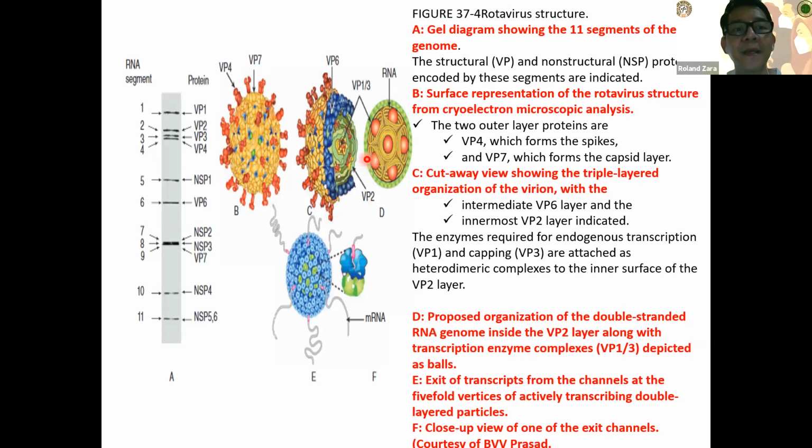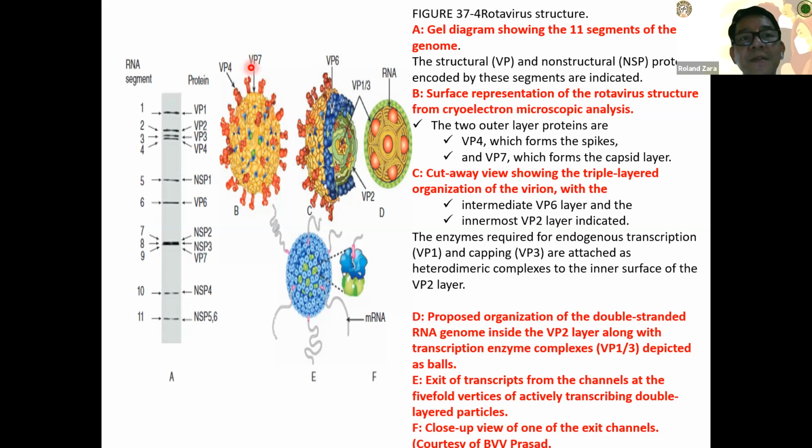As you can see, VP1, 2, up to 11. So you have 11 segments of your rotavirus. These encode structural viral proteins and non-structural proteins. The NSPs are the non-structural proteins encoded by these segments. In illustration B, you see your VP4 and VP7, which form the outer capsid.